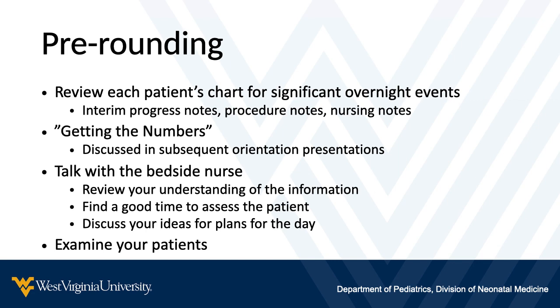The main point of pre-rounding is to prioritize patients' problems based on acuity and to gather pertinent information needed to synthesize a plan of care for the day for each neonate. The components of pre-rounding include reviewing the notes and data in the patient's electronic medical record, getting the numbers for fluid and nutrition intake, talking to the patient's bedside nurse, and examining your patients.